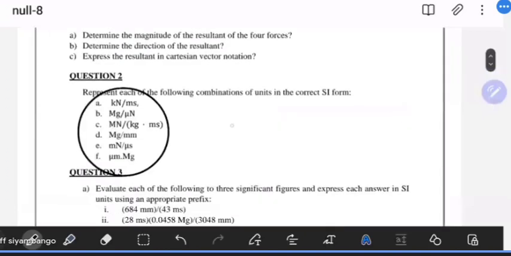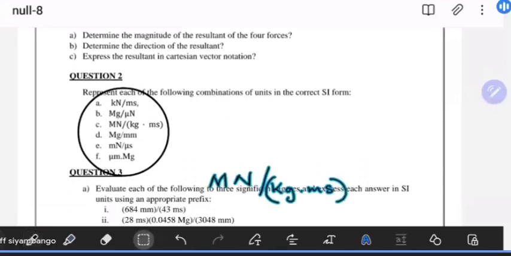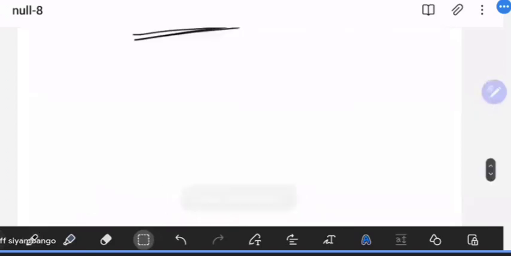Did you get that? Yes. Are you comfortable working out C as well, or do you want us to do it? What can we do? Okay.